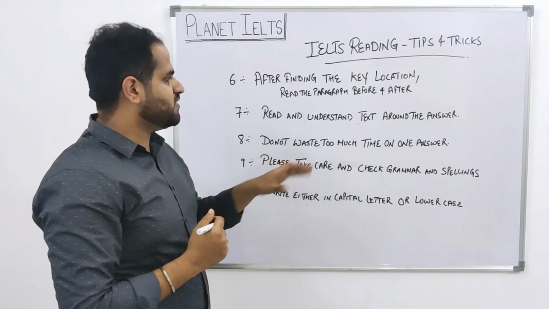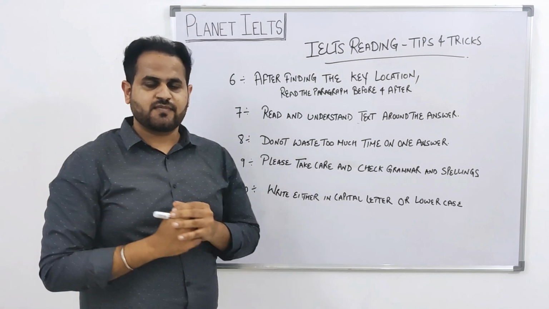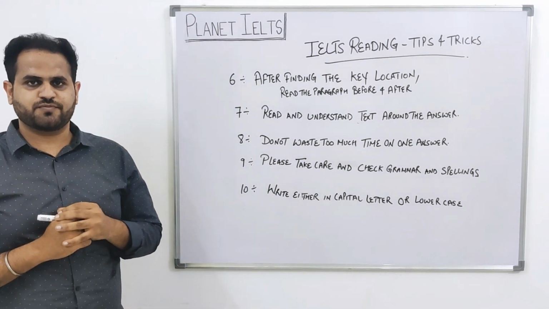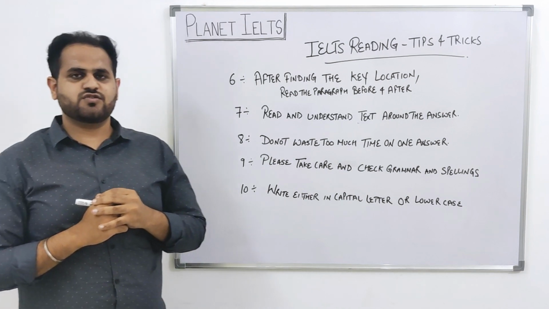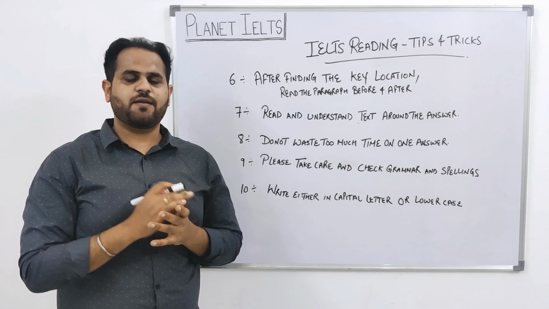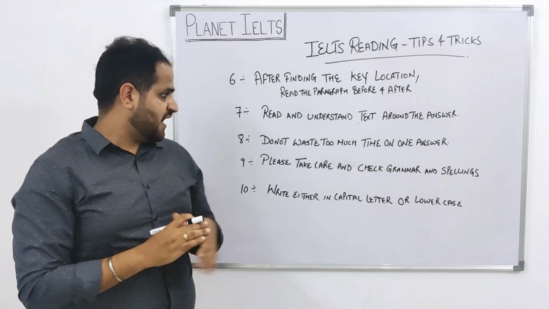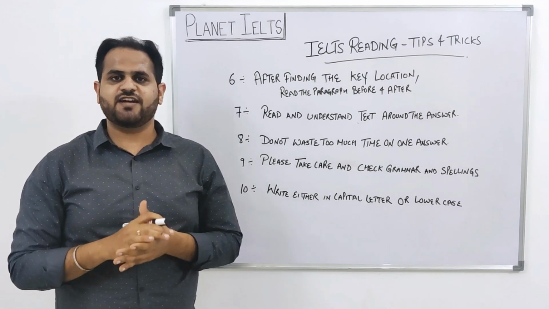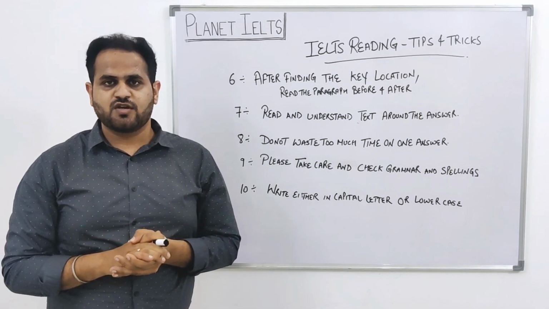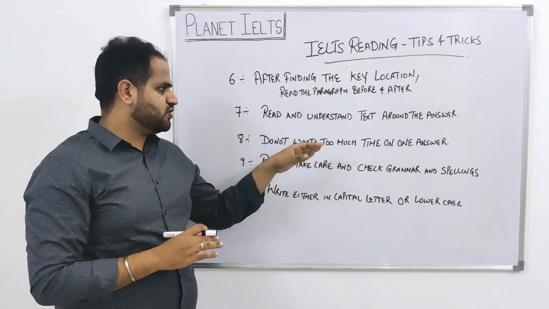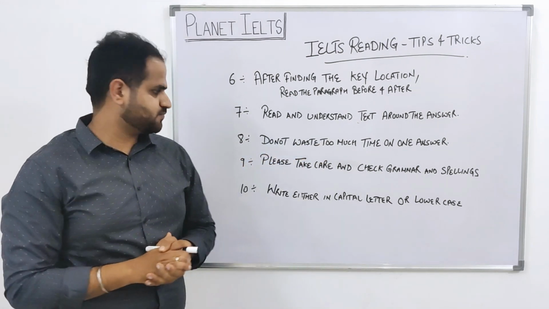Do not waste too much time on one answer. As you know, in 60 minutes you need to do 40 questions, which means you have just 1.5 minutes for one particular question. And if you waste too much time on a particular question, you will not have enough time to complete your reading. So it is always recommended to not waste too much time on one answer.